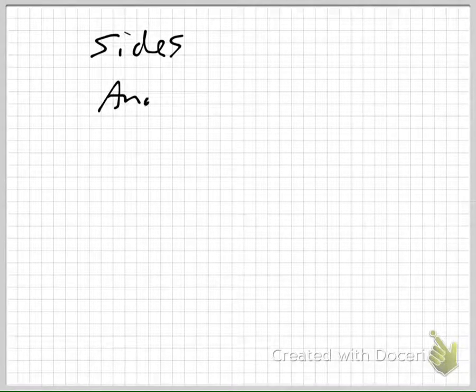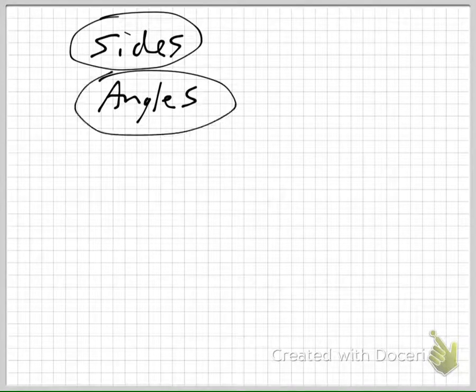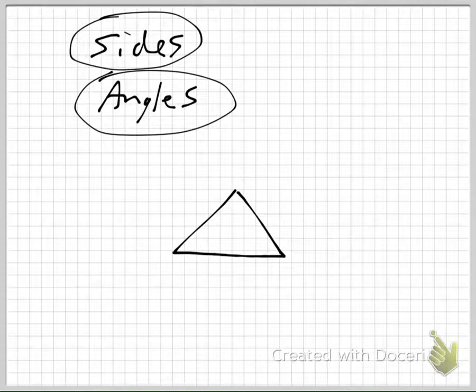There are two ways to classify triangles. You classify triangles by its sides and by its angles. Okay? Here's what I mean. If I gave you that triangle right there, and I asked you to classify that, what type of triangle is that? There's three different types of triangles when you're talking about the sides. If two of the sides are the same and one of them is different, that's called an isosceles triangle.